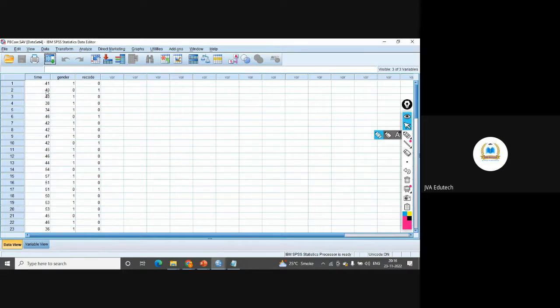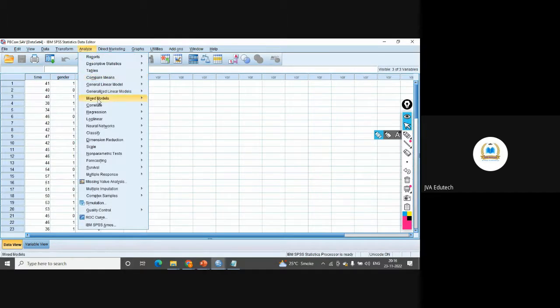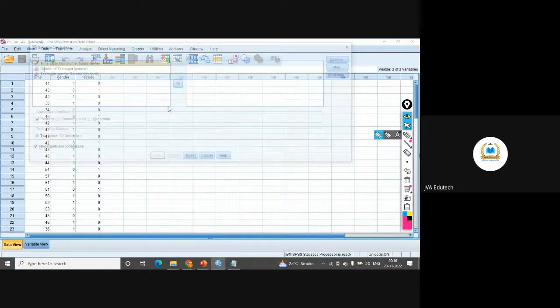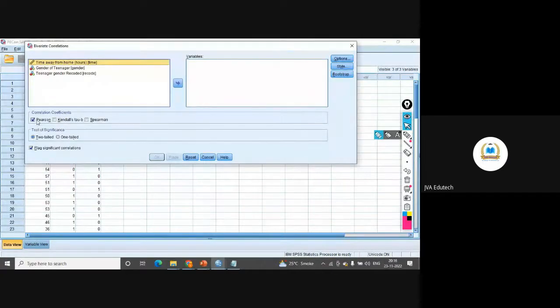Right? Getting the problem? Yes, sir. Okay. So I'll apply point biserial correlation. Go to analyze, bivariate, Pearson only you will take. There is no other method. But you will quote it as RPB, time away from home, gender.